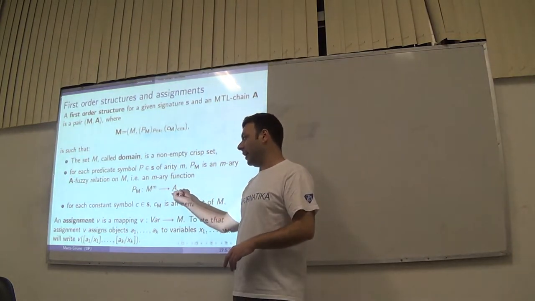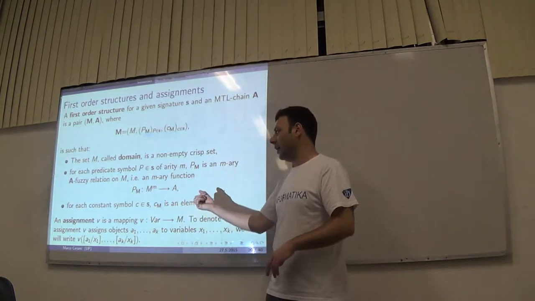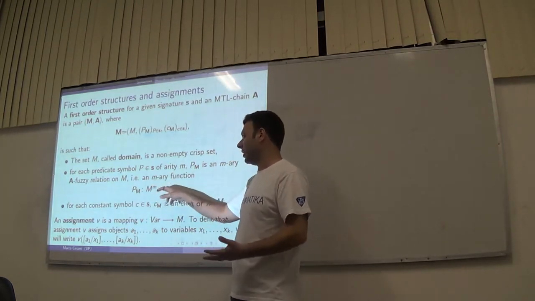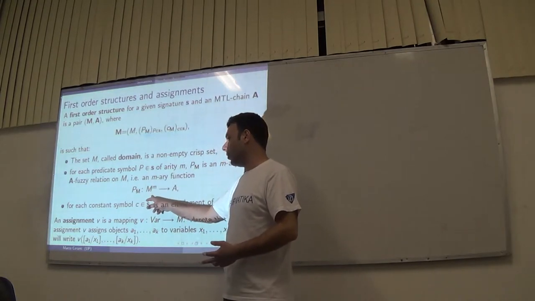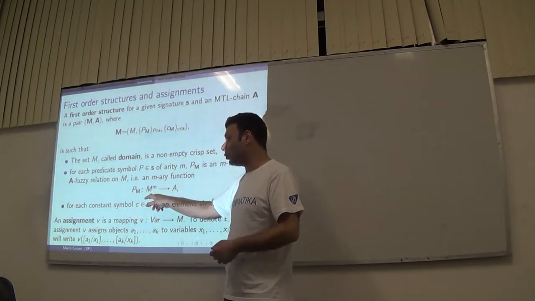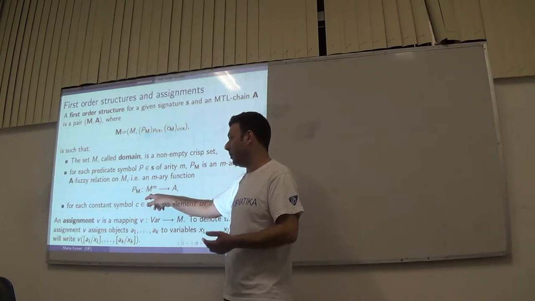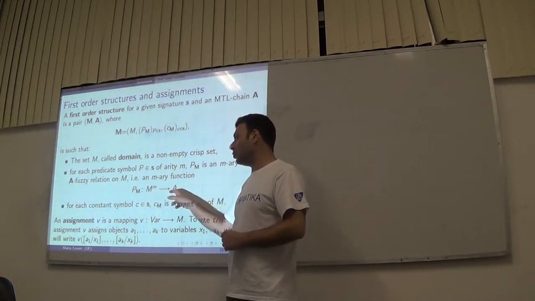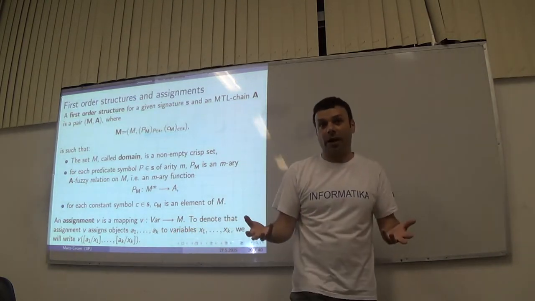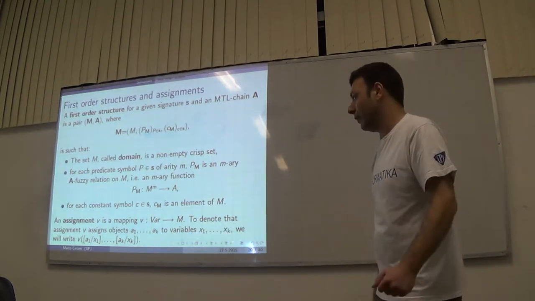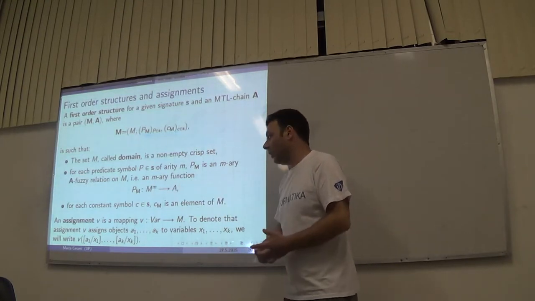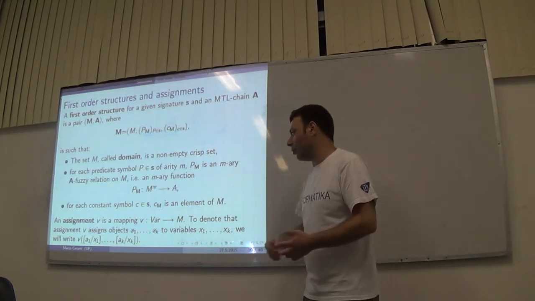But one of the predicates is what is called a fuzzy relation, that is a function from an M-tuple in the case of an M-ary relation to a value in the algebra of truth values. That is what is called giving a value to a formula for atomic formulas.